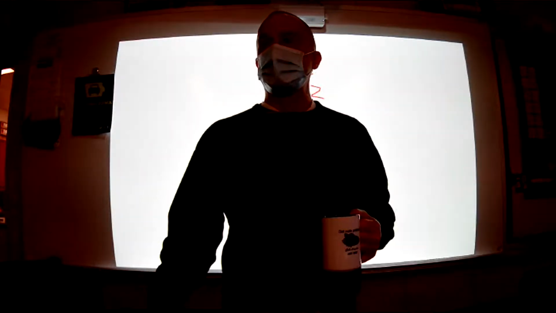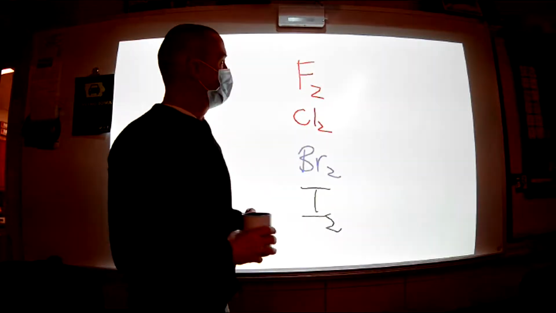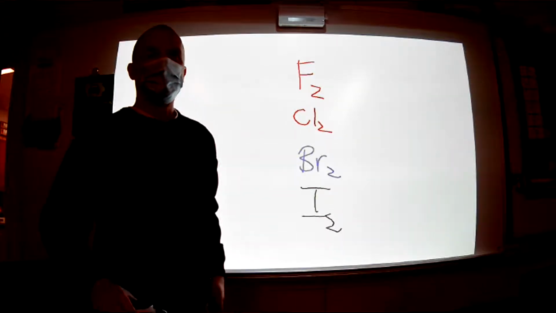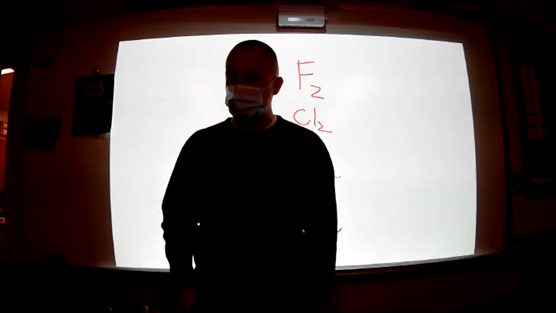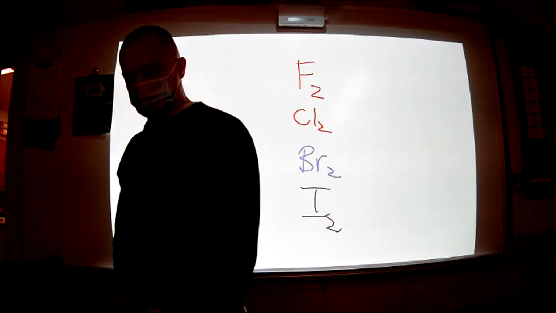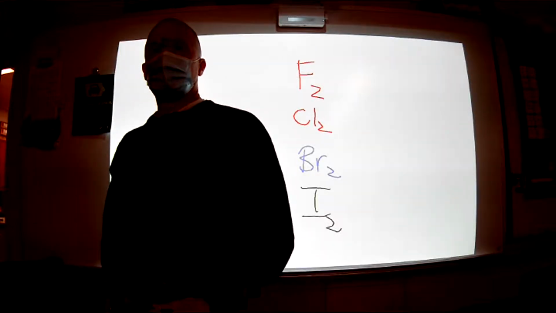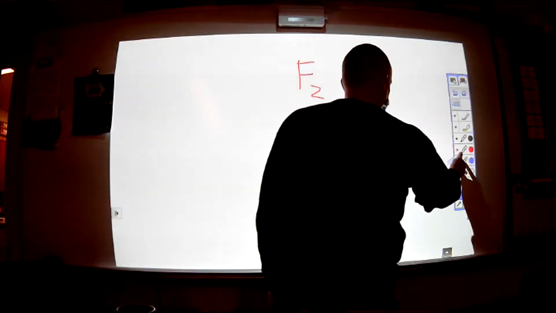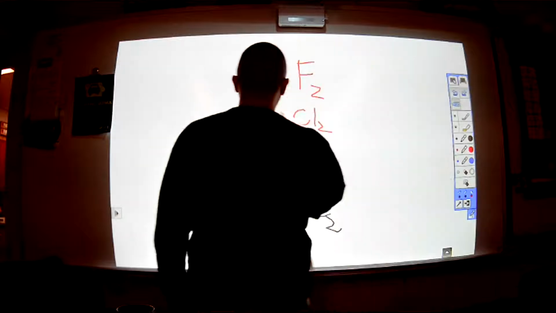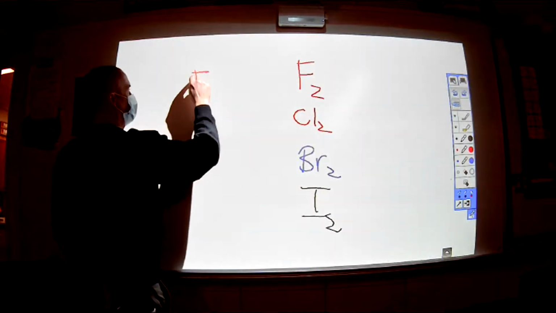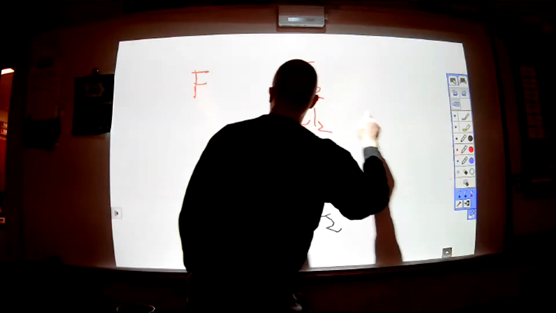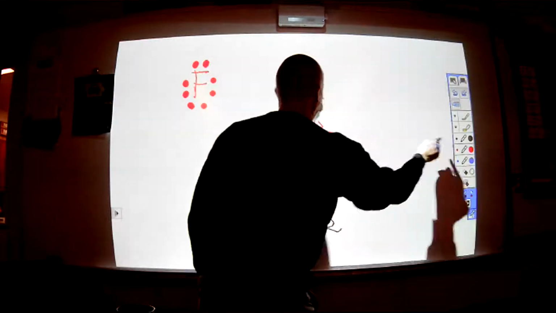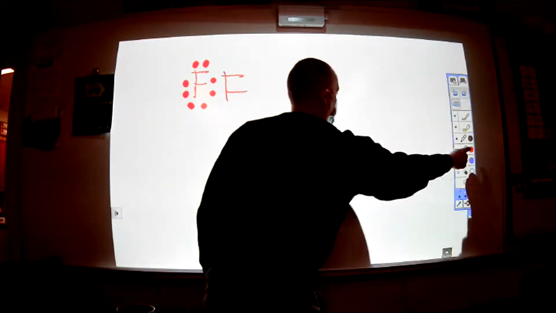But I get back to the question. What is the intermolecular force between these? Do they have the same types of intermolecular forces between them or different types? Let's draw one. What does fluorine look like? There really isn't a central atom since there's only 2 atoms. So I take a fluorine, surround it by 8, and attach the other fluorine and surround it by 8.